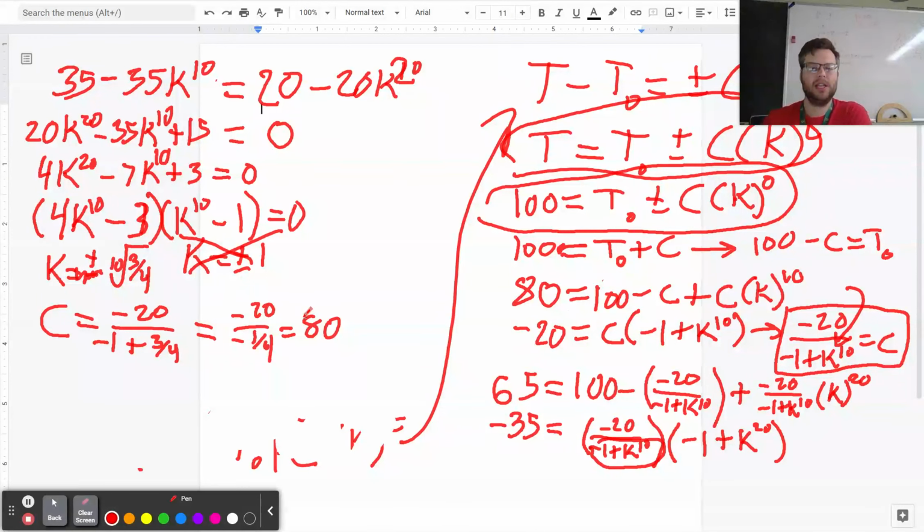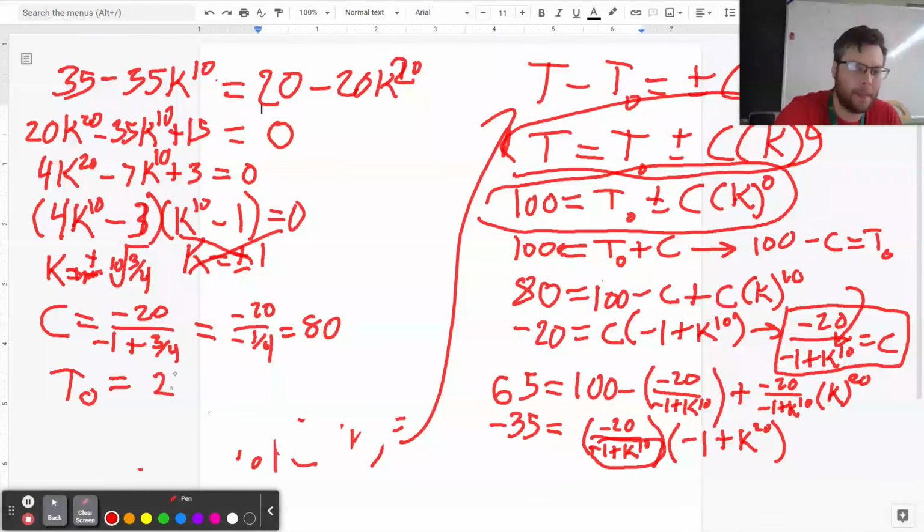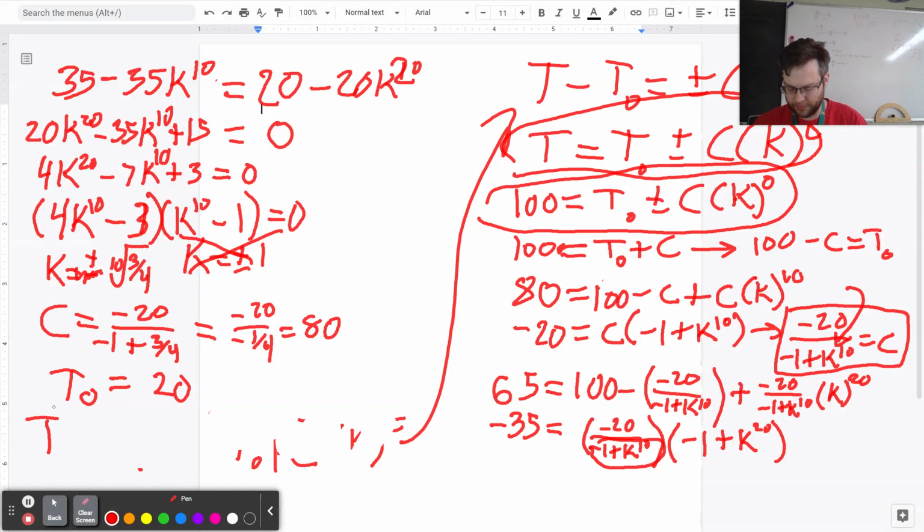And once we know the C value, the T naught value is easier to find too. It's just 100 minus C. So 100 minus 80 is 20. So we know that over time, our object's going to cool down and approach 20. That's the temperature of the laboratory. And if we used our solution, we could predict the last question in the textbook, what the temperature is after another 10 minutes has elapsed, which I think is 30 total minutes.